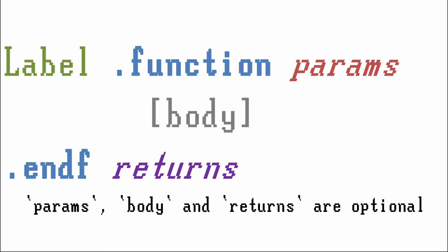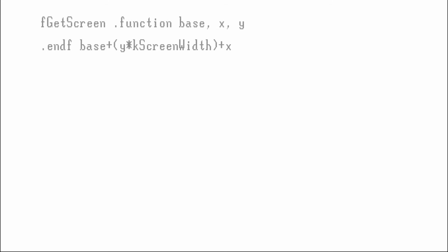You can make one that takes params and returns but has no body. You can make one that has a body and takes no params and returns nothing, if you want it to inject logic into the code. For this task, we will make a bodiless function. fgetScreen is a function, and it needs the screen base, an X and a Y. I assume that I have the screen width defined globally for this project. Then we return the base plus the width times Y plus X.